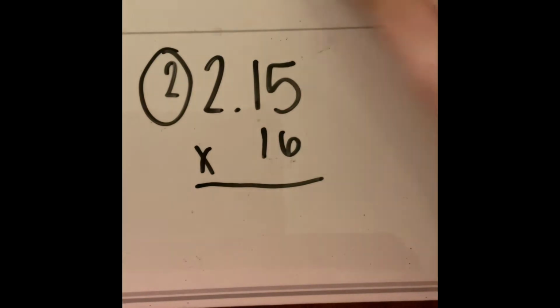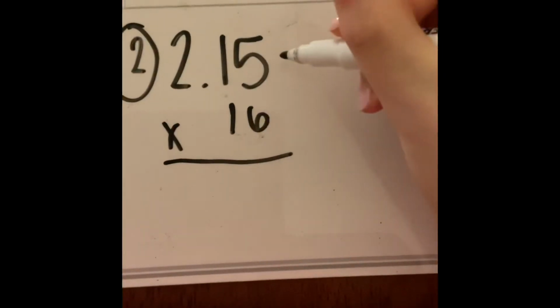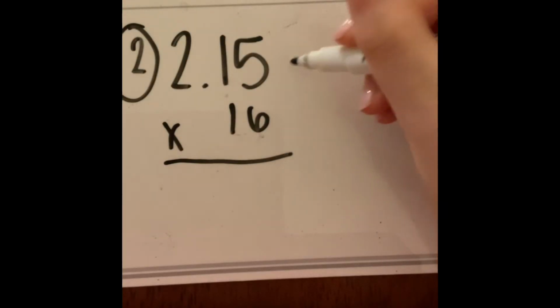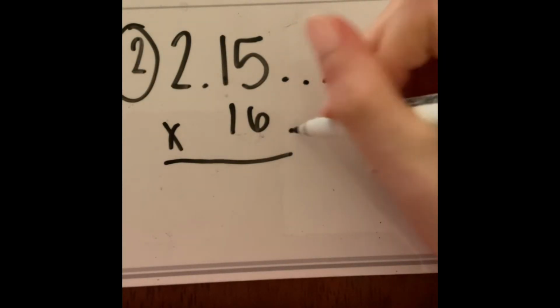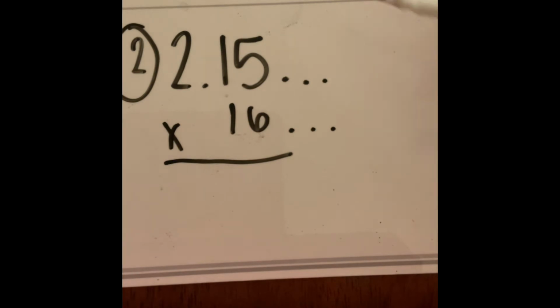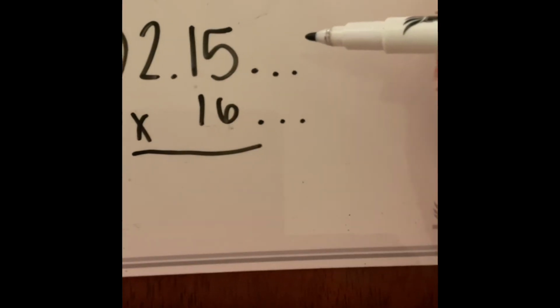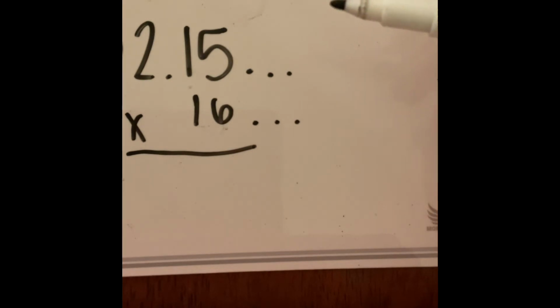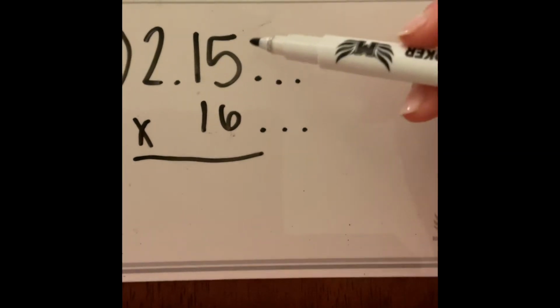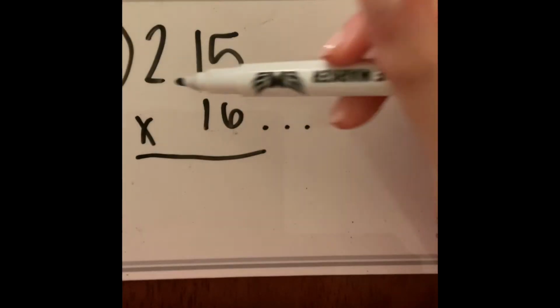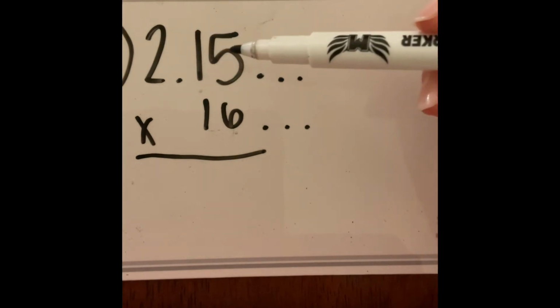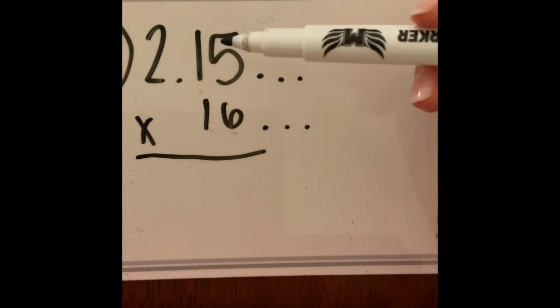But 2.15 times 16 is not an example of compatible numbers, right? So remember I said I didn't want us to do arrows. Let's do dot, dot, dot. This is an ellipses. So that way we can show that we are changing these to compatible numbers. Okay, this is going to be really similar to rounding, but you can kind of do it a little bit faster. So 2.15, the easiest way to change a whole or a decimal number to a compatible number is let's just change it to a whole number.